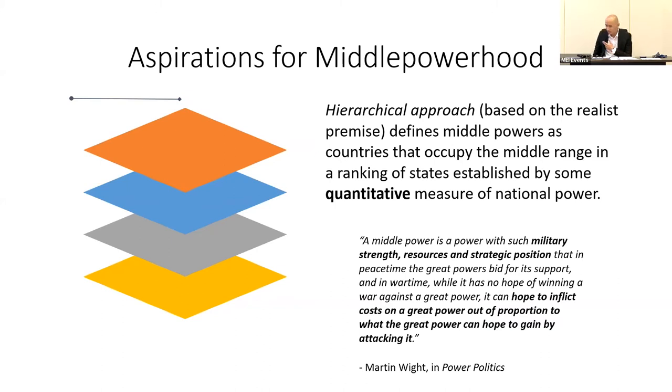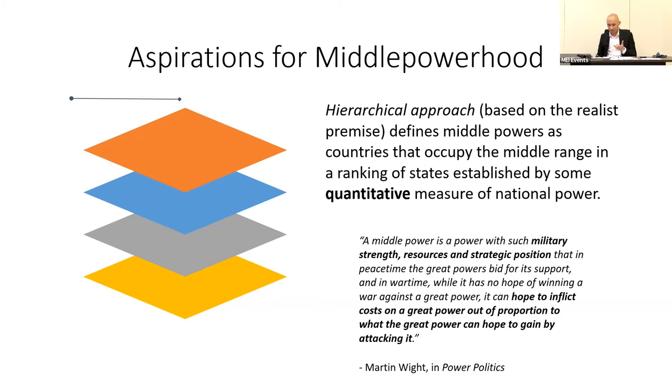And this quote here by Martin Wight in Power Politics says, especially the last line, that for a middle power, while it has no hope of winning a war against a great power, it can hope to inflict costs on a great power out of proportion to what the great power can hope to gain by attacking it. So in other words, punching above its weight.